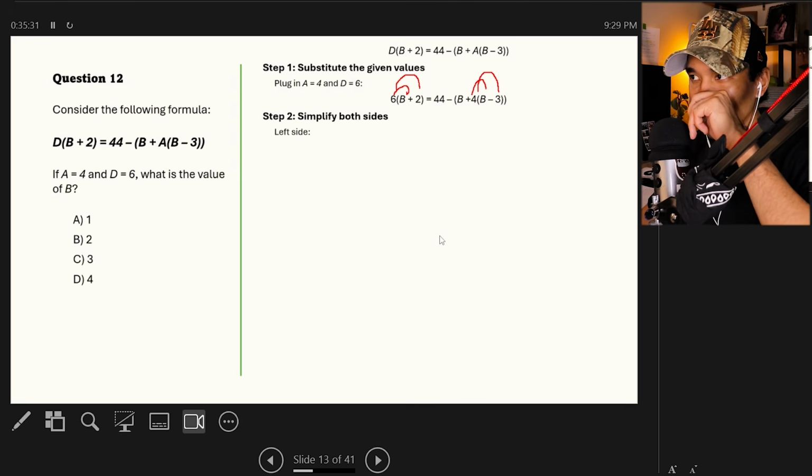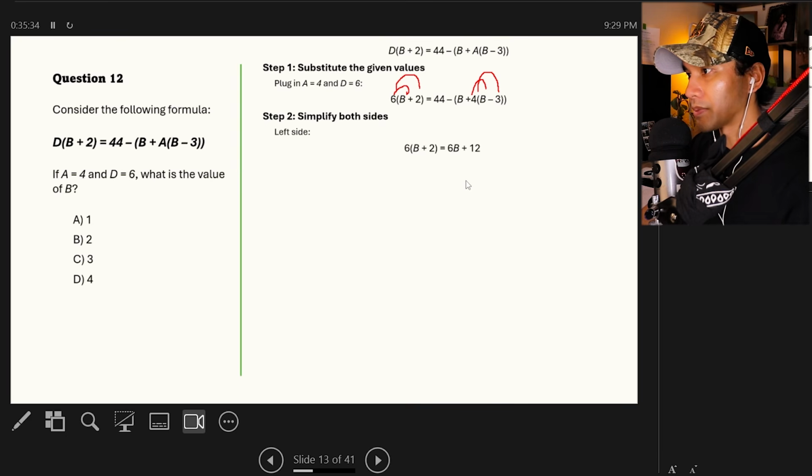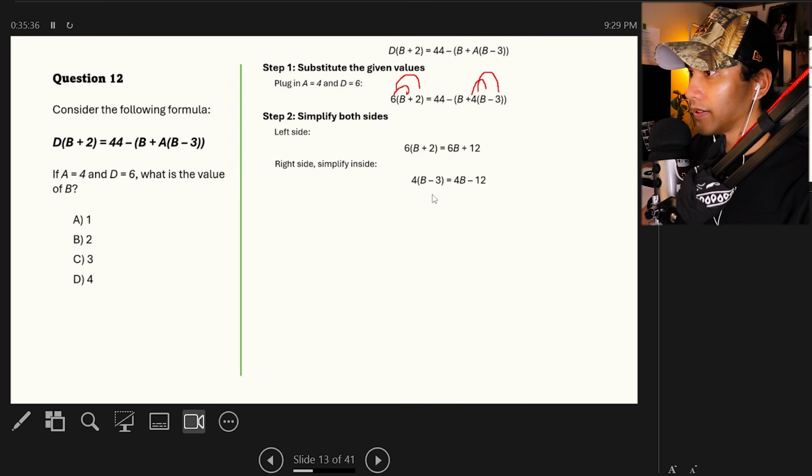Simplify both sides. So we'll do the left side, just like I said, equaling 6B plus 12. Simplify the right side, and we start with what's inside here. So we would distribute this to get 4B minus 12, and that will just be right here. And then that B gets added, so we take out the parentheses, and now it's going to just be 5B minus 12.